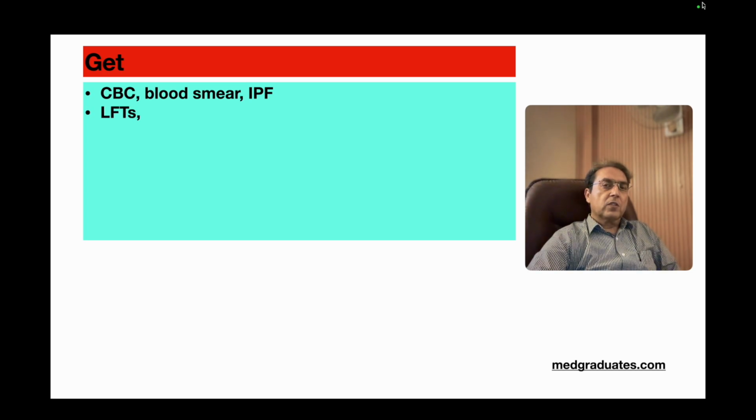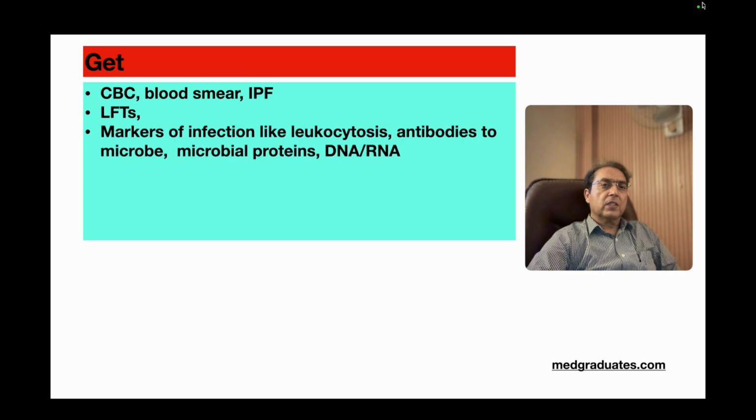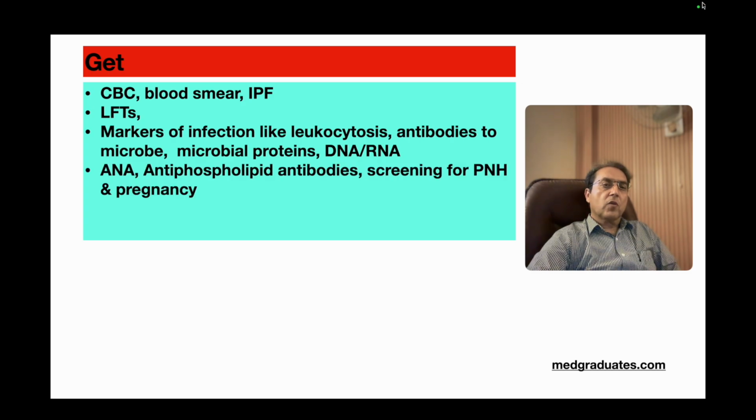Go for LFTs to look for the presence of liver disease. Look for markers of inflammation like leukocytosis, antibodies to different viruses or bacteria, microbial proteins, for example. You can do an NS1 in case of dengue or other similar proteins. You can check the DNA or RNA of the viruses or different organisms to see whether they are present or not. You can go for H. pylori antibody testing, for example. Then go for ANA screening and PNH testing, particularly if the patient also presents with a thrombotic episode. Antiphospholipid antibodies should be screened in patients who've got thrombocytopenia.